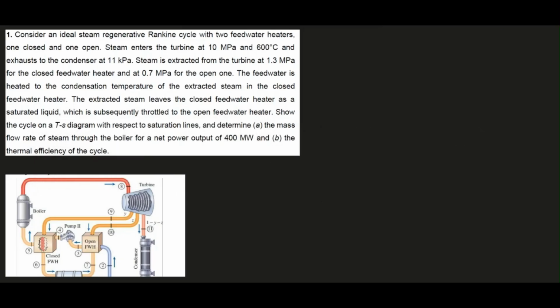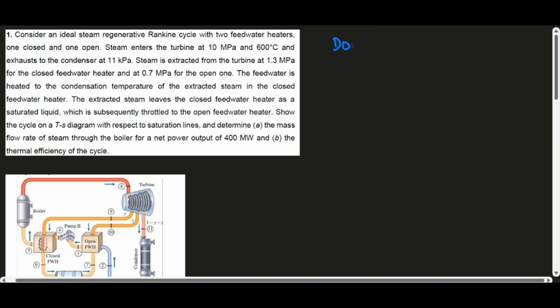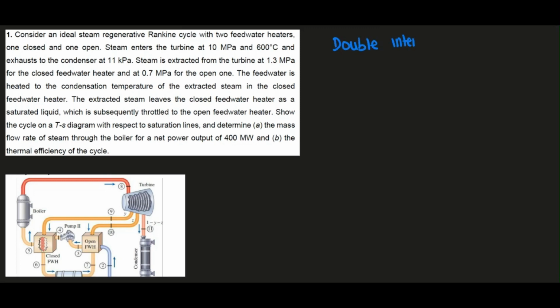Welcome. Let's talk about double interpolation, shall we? So, to do that, I'll use the following example to illustrate what double interpolation is all about. So, let's talk about double interpolation. All right, cool.